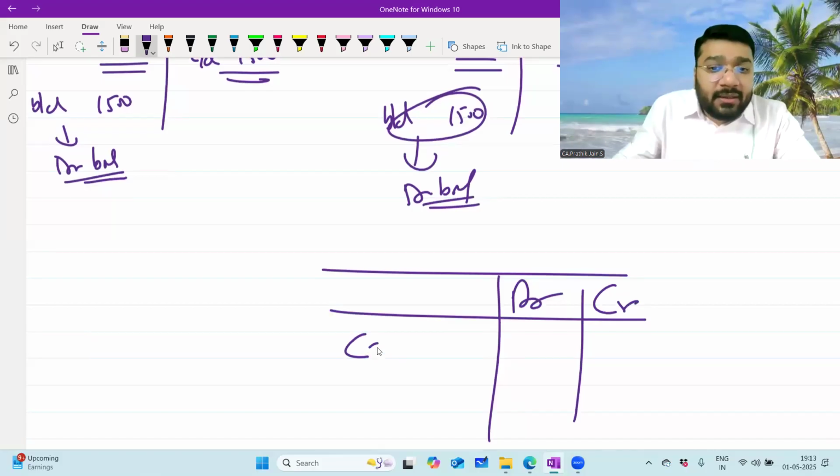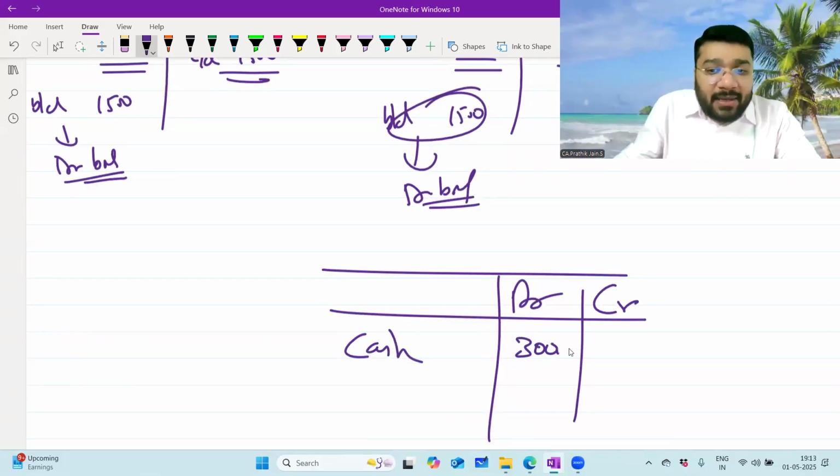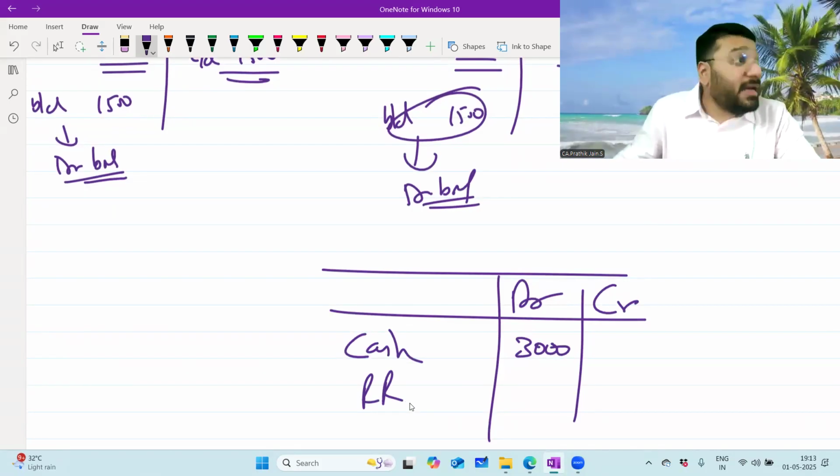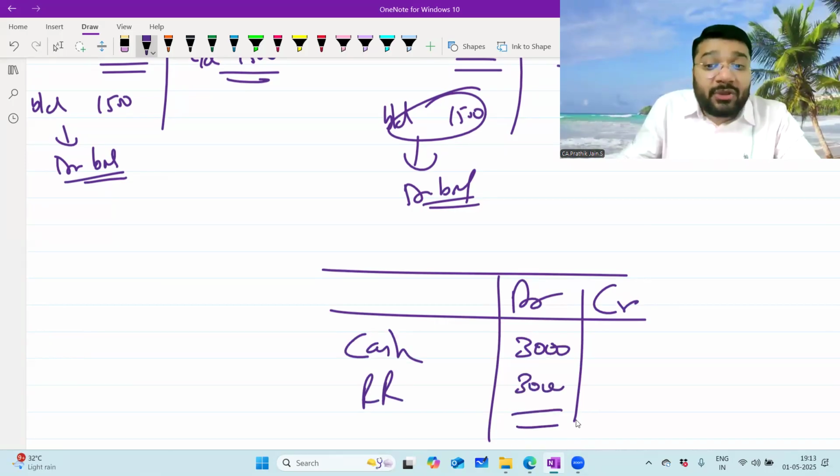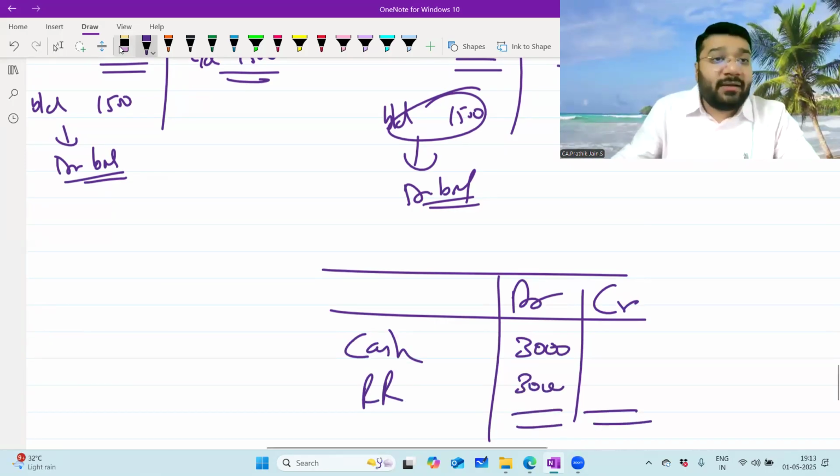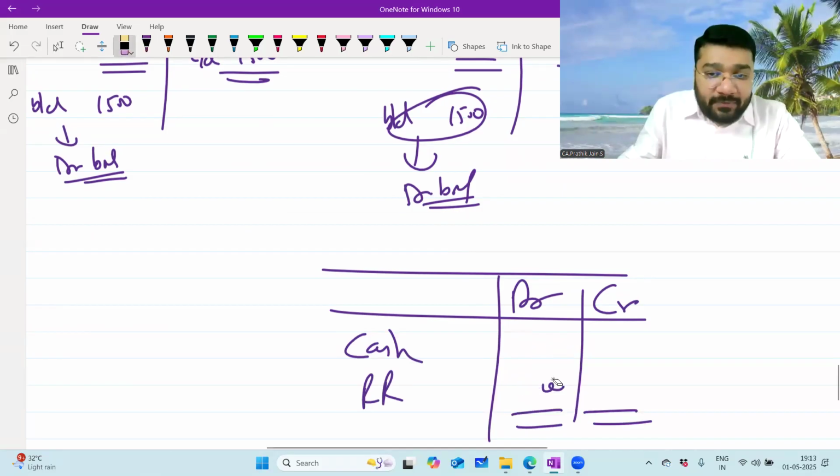Now if I prepare the trial balance, debit and credit. Cash is 1,500 debit balance. Rent received or rent income is also 1,500 debit balance. Total is, sorry, 1,500 each.